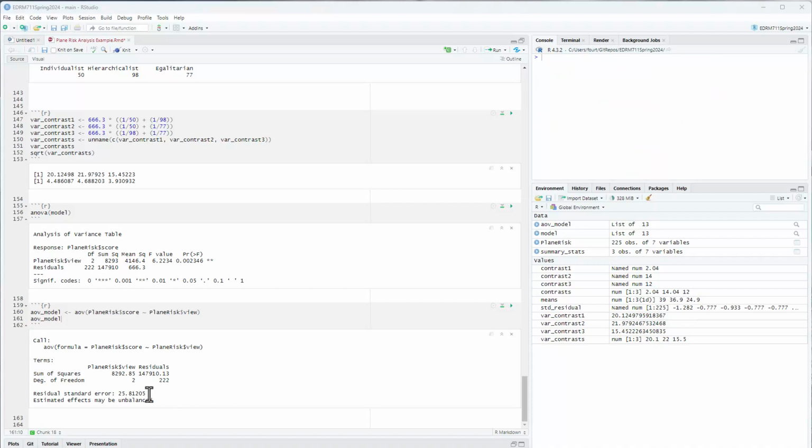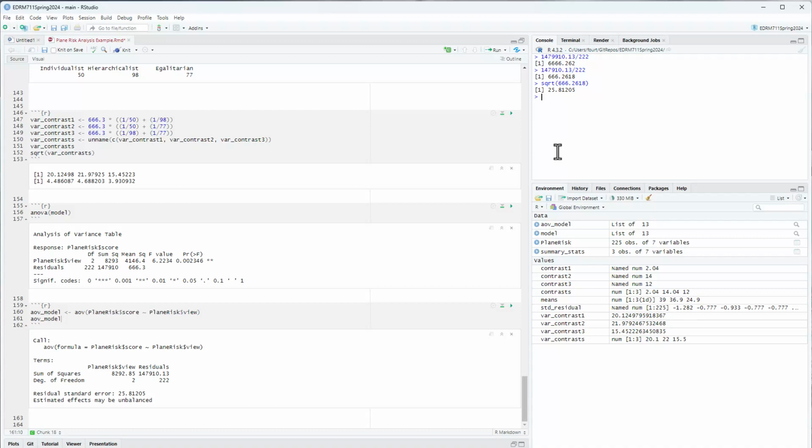If you're wondering what is the residual standard error, well, you just take the mean square error. So to get the mean square error, I'm going to do this up here in my console. I'm going to take 147,910.13 divided by 222. You take the sums of squares divided by degrees of freedom. There we go.